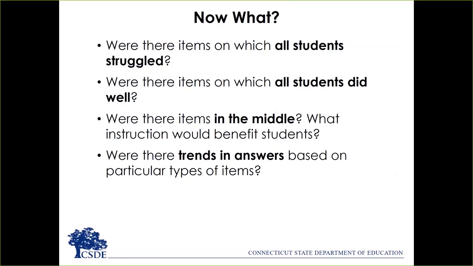Were there trends in answers based on particular types of items? Does it look like students know what to do with technology-enhanced items like graphing or drop-down multiple choice items? How are they handling the multi-select items, which allow them to choose more than one correct answer?